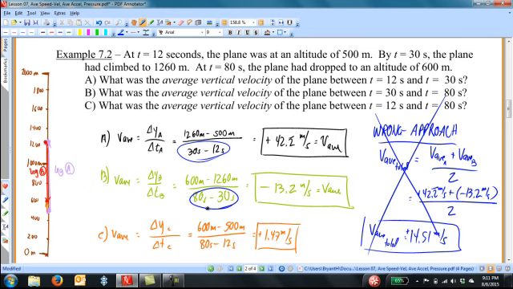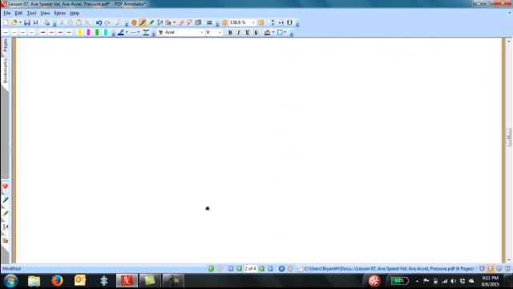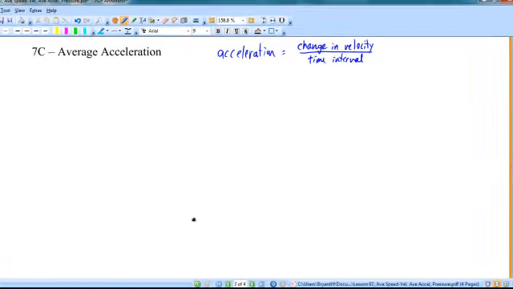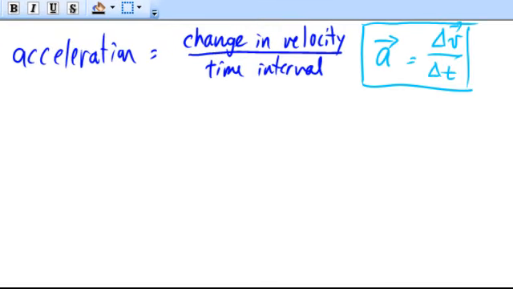Let's now extend our discussion to average acceleration. We will come to see in an upcoming lesson that the concept of acceleration plays a key role in appreciating how the world works. And so we're going to spend a little time introducing the concept here. Acceleration is defined as the change in velocity with respect to time. Symbolically, we say that a is equal to delta v divided by delta t.